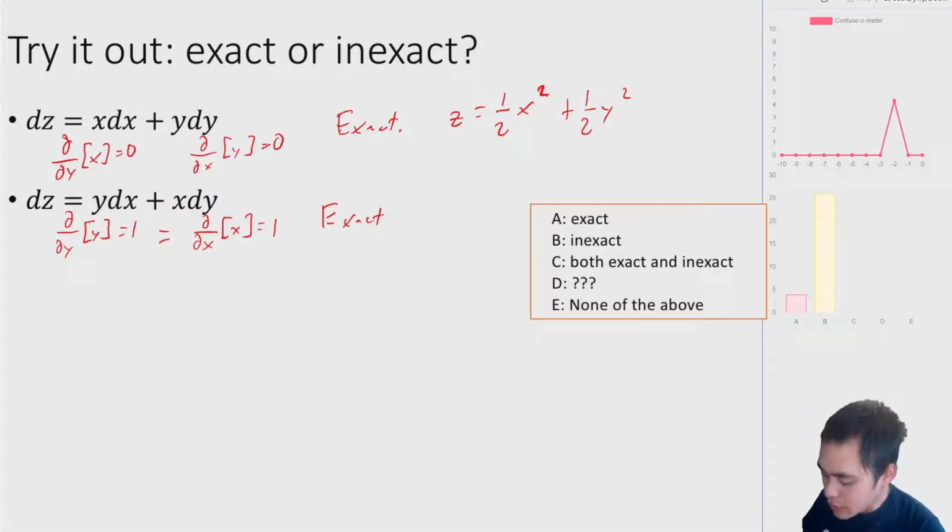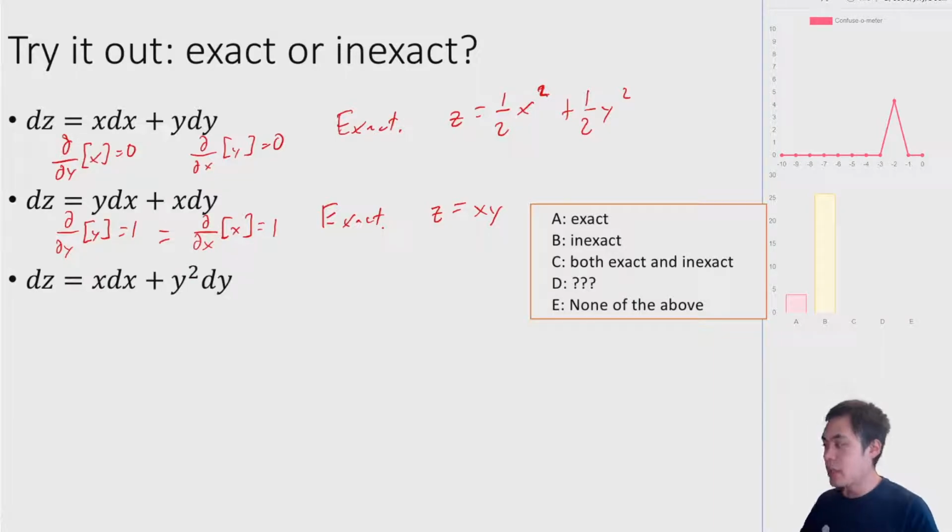In fact, one solution to this is z is equal to xy. If you take the total differential of xy, you will get dz is equal to y dx plus x dy. And so this is actually exact after you take the partial derivatives. So it looked like most people got that wrong, so hopefully you understand why, and let's try again. Let's try the next one. Let me reset before you start replying.